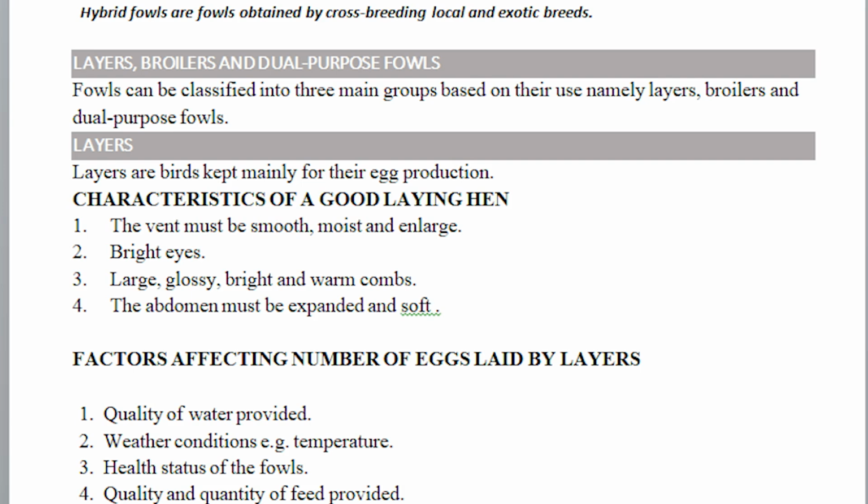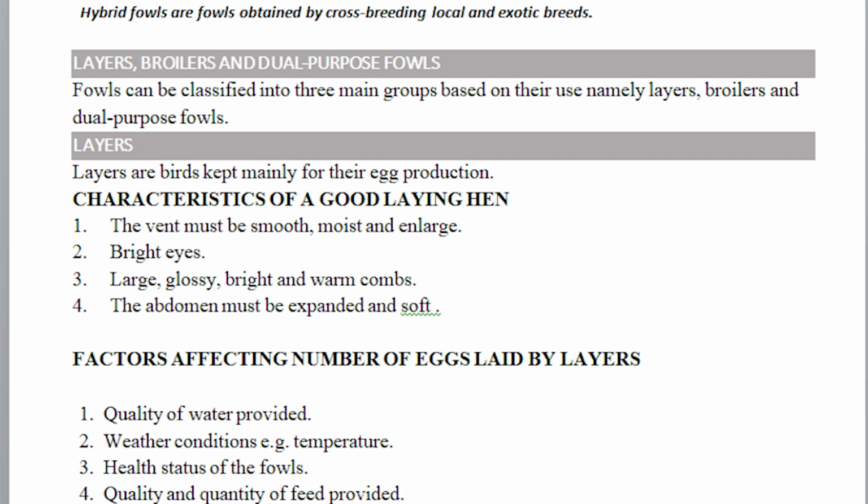All right, let us look at the term hybrid fowls. Hybrid fowls are fowls obtained by crossbreeding local and exotic breeds. All right, let us look at a subtopic called layers, broilers, and dual-purpose fowl. Fowls can be classified into three main groups based on their use, namely layers, broilers, and dual-purpose fowl. Let's take them one by one and discuss them.